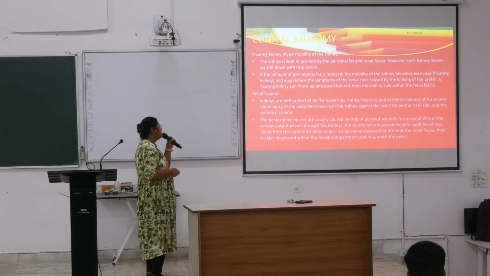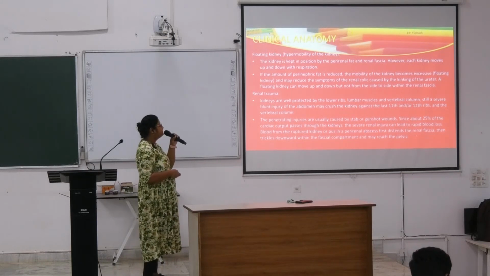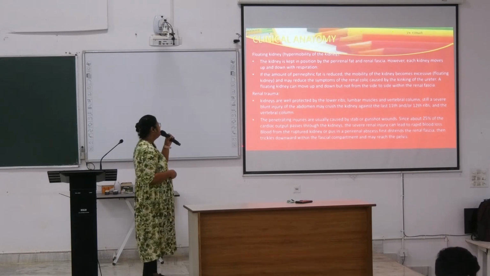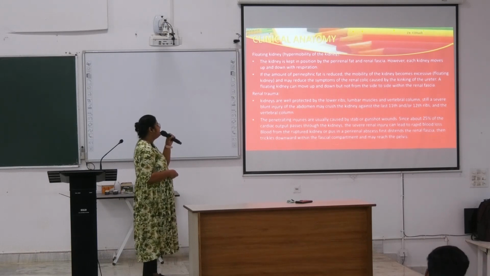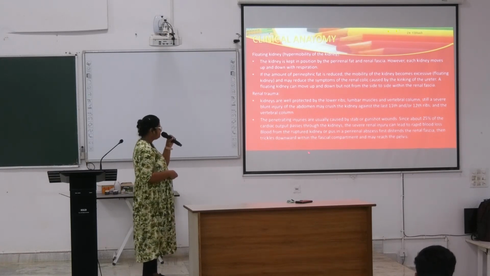And blood from the ruptured kidney or pus in a perirenal abscess first distends the renal fossa and then it trickles down within the fascial compartment and may reach the pelvis. Okay, so this is the direction.